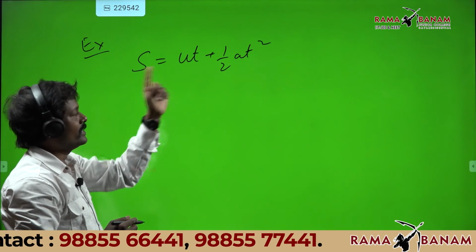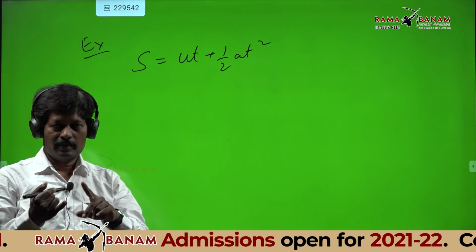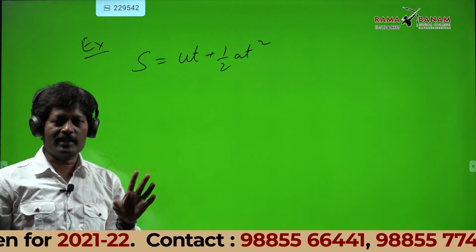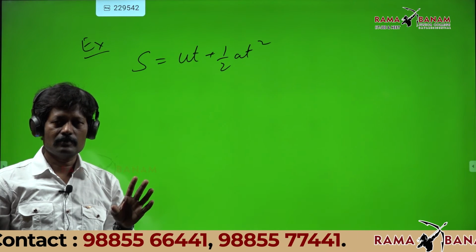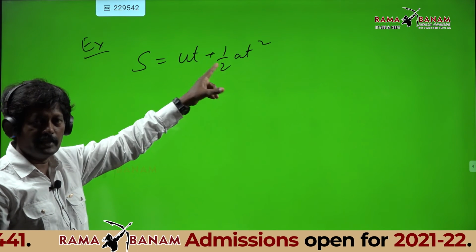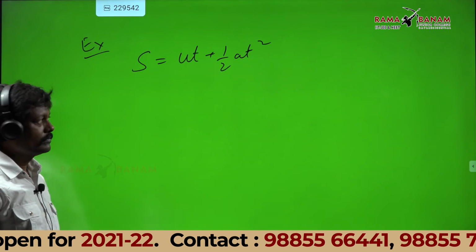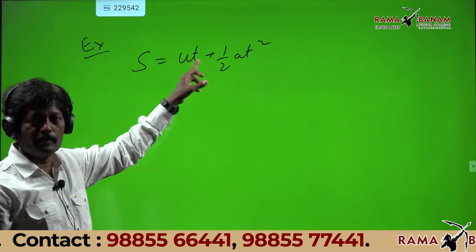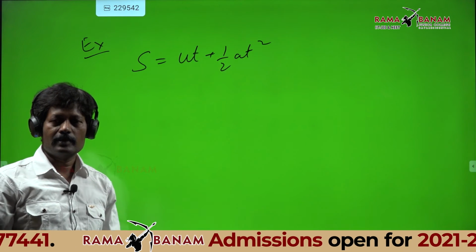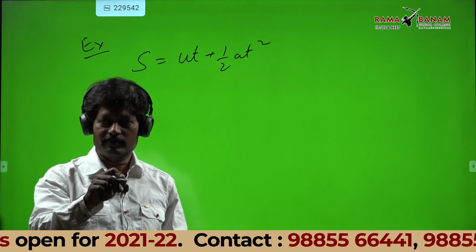What are the two variables in this equation? S and t. Two variables, S and t. Okay. Now differentiate S with respect to t, just like how you are differentiating y with respect to x.